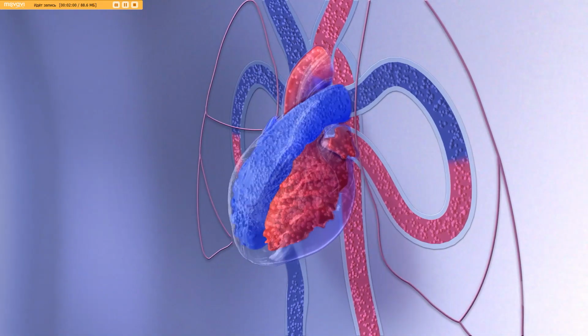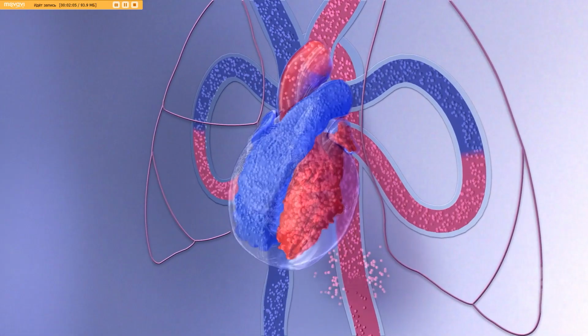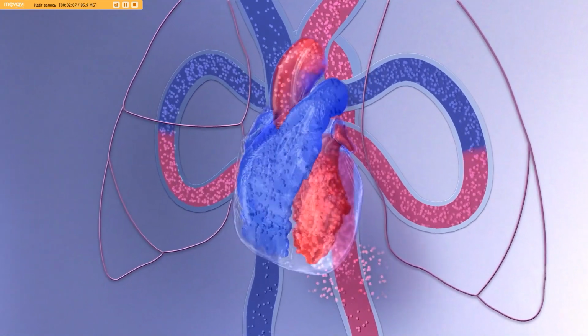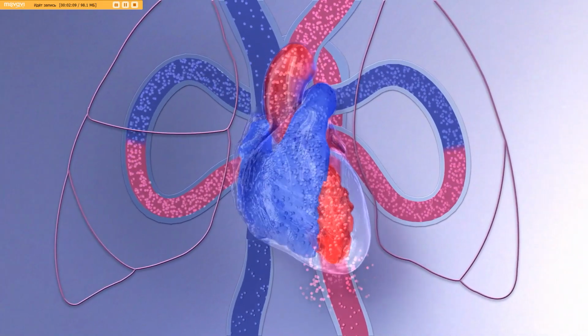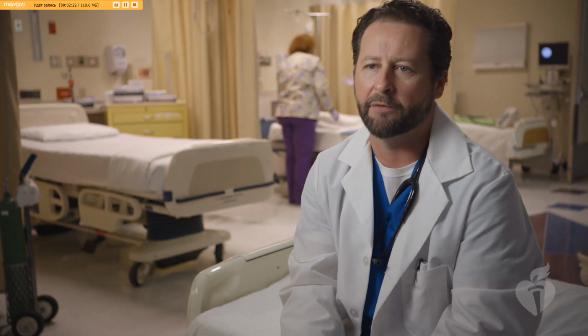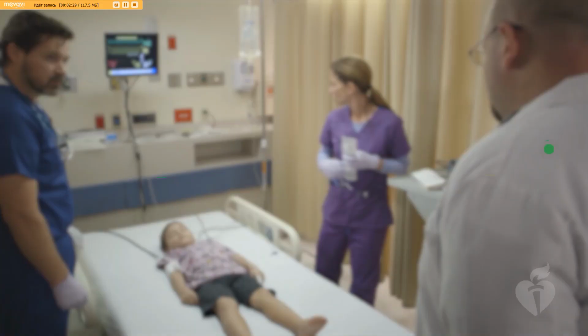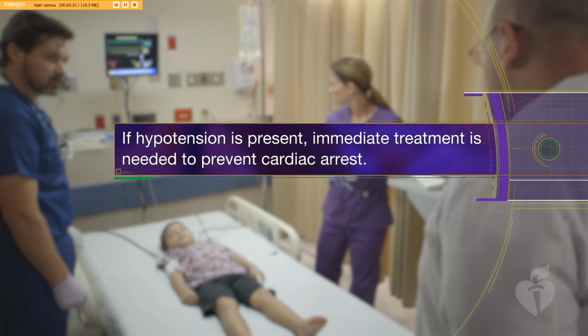Hypovolemic shock is the most common type of shock in children worldwide and is the result of volume loss due to vomiting, diarrhea, bleeding, or inadequate fluid intake. Signs of hypovolemic shock include tachycardia and poor perfusion. The level of consciousness may be normal at first, but it will decrease as shock progresses. During the initial stages of hypovolemic shock, the blood pressure may actually be high due to the release of catecholamines. As shock progresses, the blood pressure will fall. If hypotension is present, immediate treatment is needed to prevent cardiac arrest.